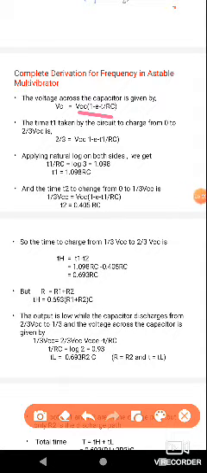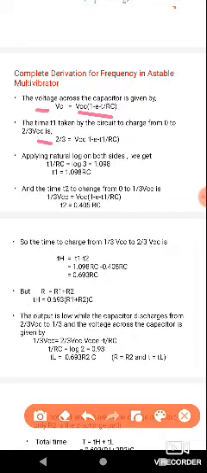So the voltage across the capacitor, Vc, is equal to Vcc, the supply voltage, into 1 minus e power minus t by RC. Next, whenever the time is t1, the capacitor will be charged. The circuit is charged from 0 to 2 by 3 Vcc. First, it will be moving from 0 to 2 by 3 Vcc.